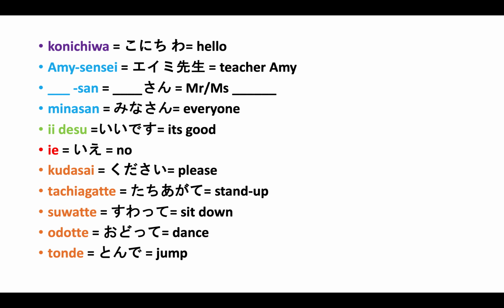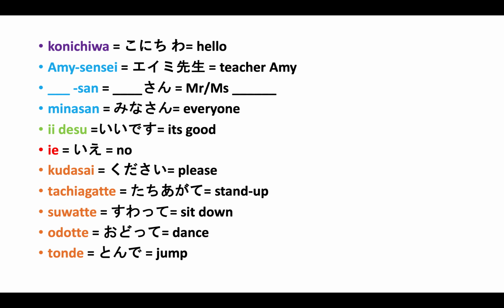And so I pointed to different people in the class and said Katie-san and Carly-san and Dwayne-san, and kind of demonstrated what that would mean. Mina-san, pointed to everybody. That's everybody. Hai, iie, and maybe did a head nod up and down and back and forth for now. Kudasai.